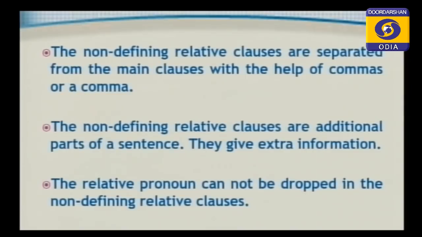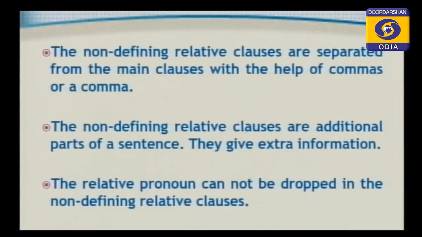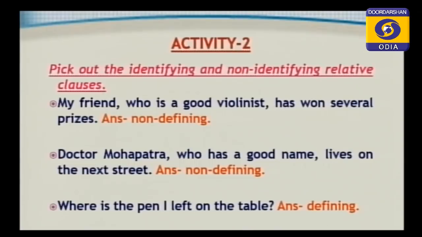We have already discussed zero relatives. In zero relatives we see how relative pronouns can be dropped. This is only in case of defining relative clauses. You remember, relative pronouns cannot be dropped in the non-defining relative clauses. There is one activity based on identifying and non-identifying, defining and non-defining. Actually, identifying, another name is defining. Non-identifying, another name is non-defining relative clauses.